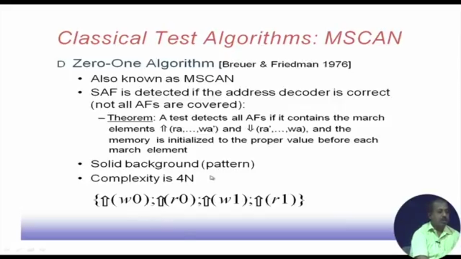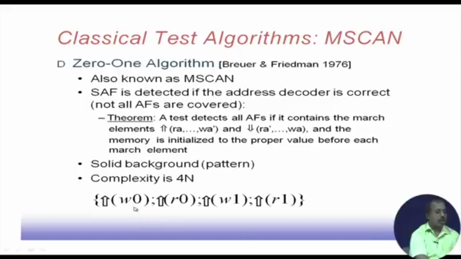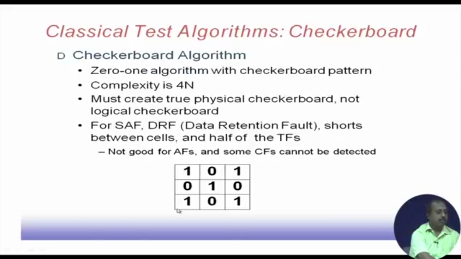It is a solid background pattern, because at any point of time, once one template is over, the memory background has all zeros or all ones. That is why it is called a solid background pattern, and complexity is 4 into n, where n is the number of cells in the memory. The complexity is determined by how many read and write operations, or memory accesses, we are doing. There are 4 such operations to be done on every cell, so the total complexity is 4 into n.